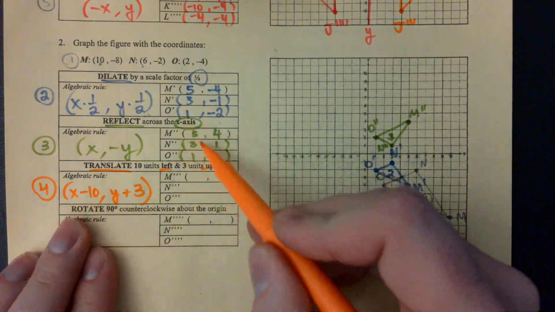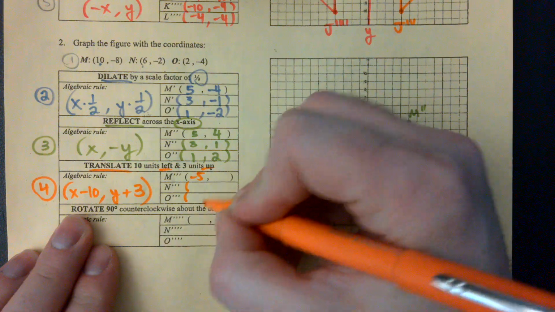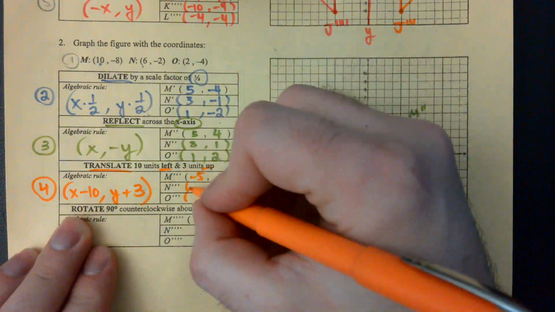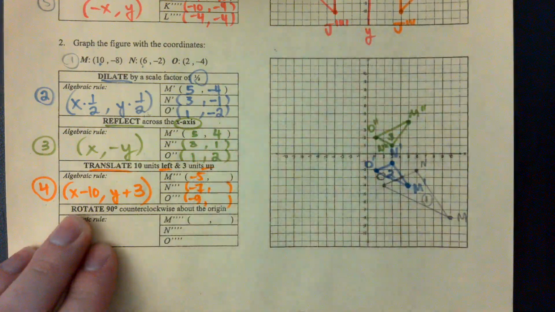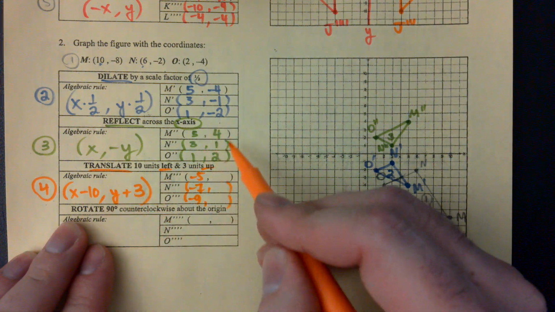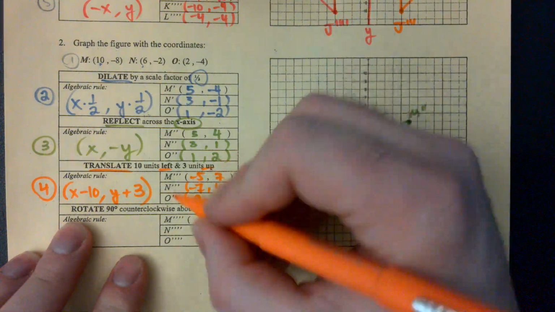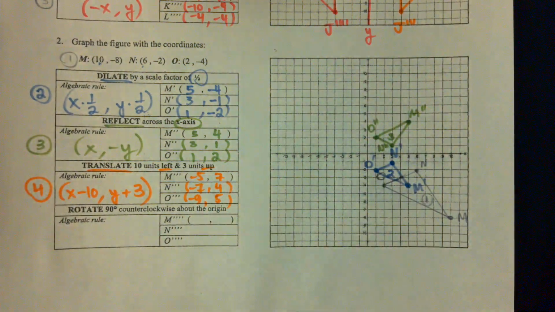So we're going to take all these x values and we're going to subtract 10. 5 minus 10 is -5. 3 minus 10 is -7. And 1 minus 10 is -9. Then we're going to add 3 to all these y values. 4 plus 3 is 7. 1 plus 3 is 4. 2 plus 3 is 5, just like that.